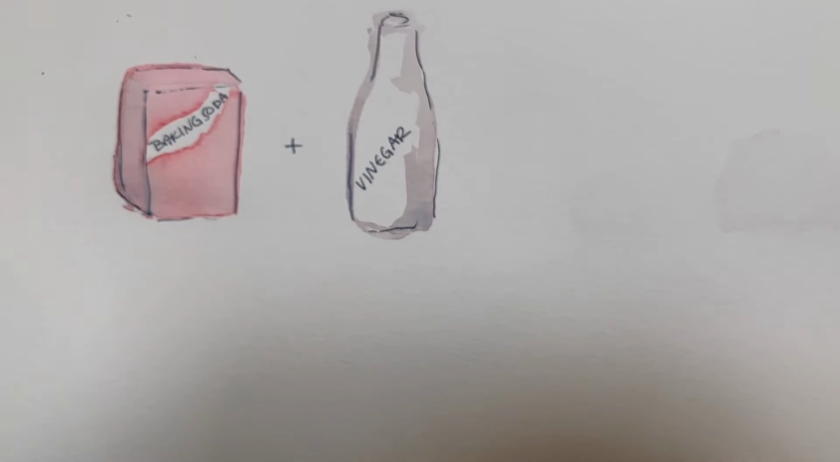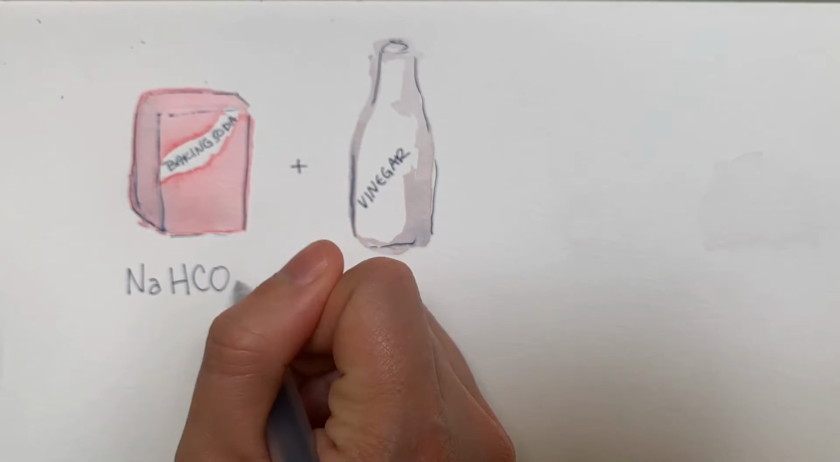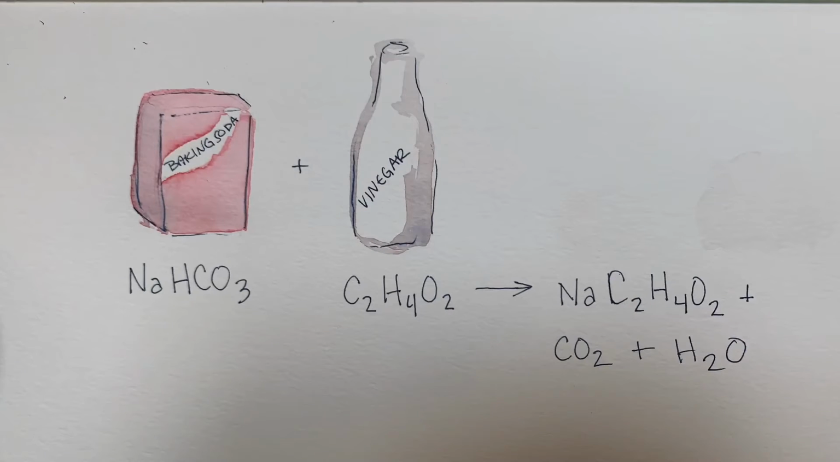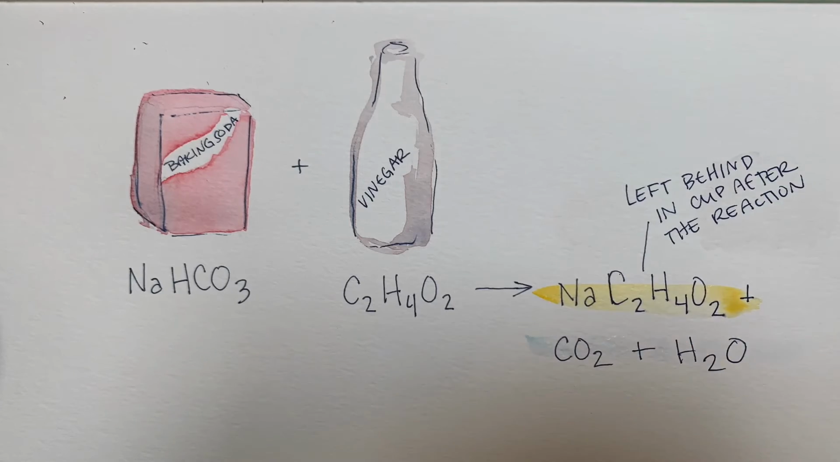Let's look at another reaction and its chemical equation. Let's look at the reaction between baking soda, NaHCO3, and vinegar, also known as acetic acid, C2H4O2. When these substances react, they create something called sodium acetate, NaC2H4O2, along with carbon dioxide, CO2, and water, H2O. When writing this as a chemical equation, we typically write the reactants on the left of the arrow, separated by plus signs, and the products on the right side of the arrow, separated by plus signs. The arrow always shows the direction of the reaction, pointing to the products.